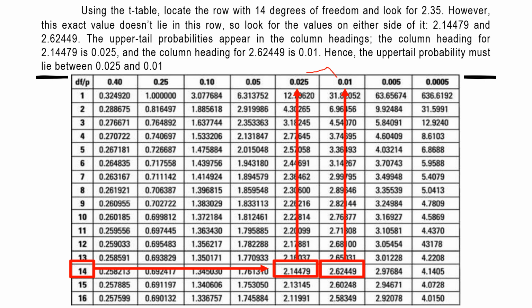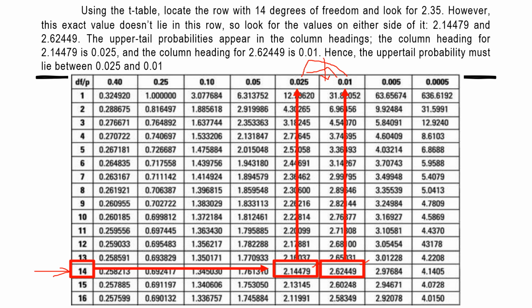Now, if your degree of freedom is 14, then your level of significance is between 0.025 and 0.01, and your value should fall in between these two values. Since there is no exact value, you need to look for the values on either side of your t-value. So 2.14479 and 2.62449 will serve as your critical values.